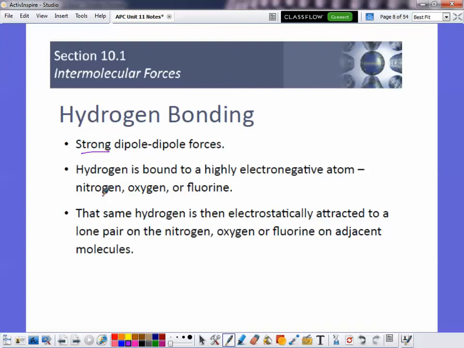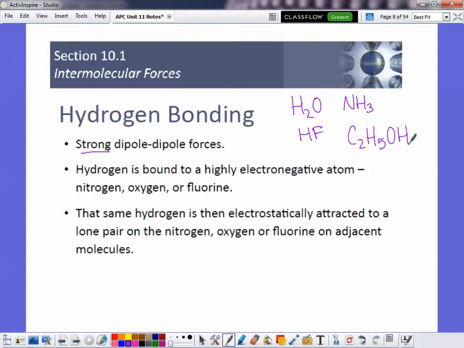So like water, H2O, HF, NH3, and then any of the organic compounds that have OH groups on it, like ethanol. Any molecule where oxygen is bonded to hydrogen, nitrogen is bonded to hydrogen, or fluorine is bonded to hydrogen. You have to have that, okay?